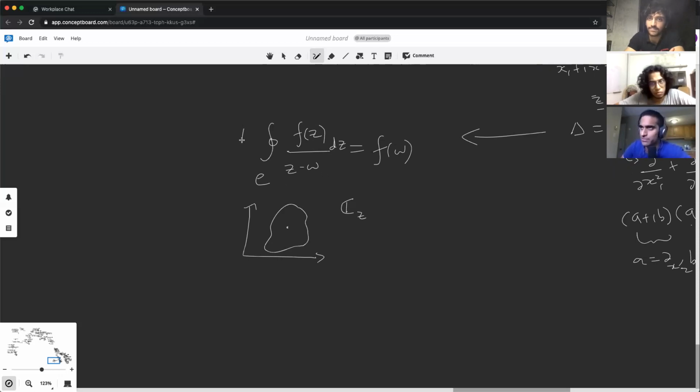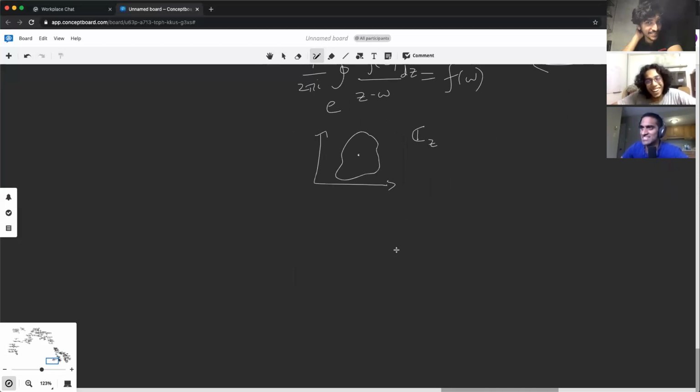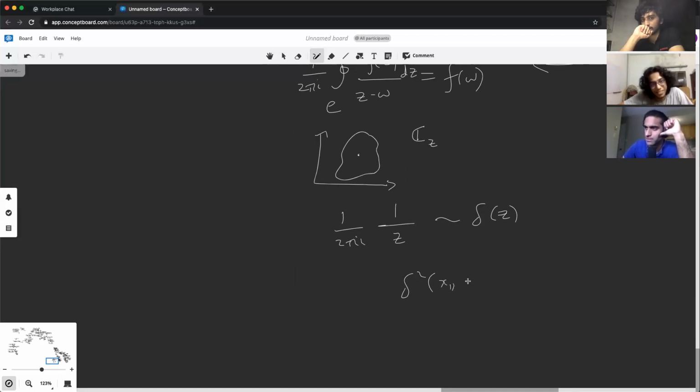Right? Okay, sorry, there's a 1 over 2 pi i maybe. We've been ignoring all that, so it doesn't matter. So essentially what's happened is that this function has taken over the role of the delta function in Z. And we're after the delta function of x1, x2, which is really this product of delta functions.